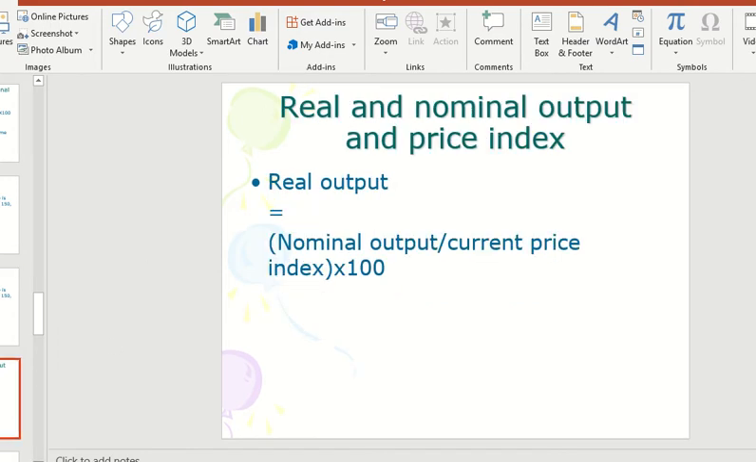So here, let's take a look at another pair of real and nominal variables. We are looking at real and nominal output, or GDP. It's pretty much the same formula. Real output is equal to nominal output divided by the price index, and then multiply the whole thing by 100 if we want to normalize it. So we'll look at an example here.